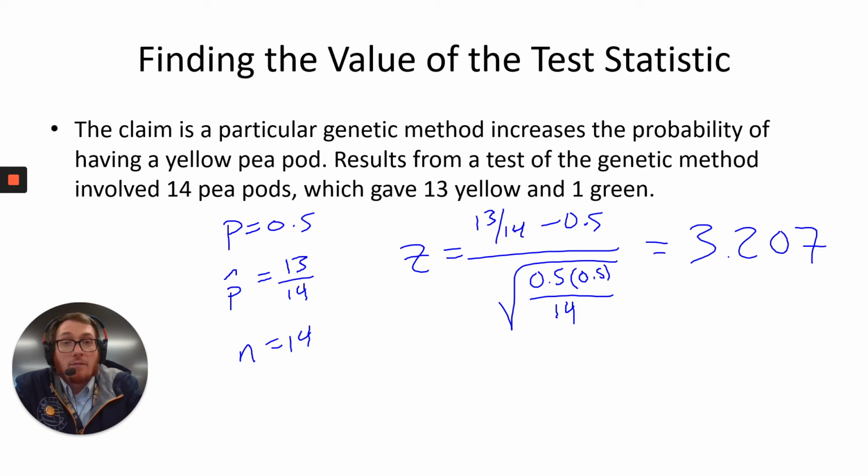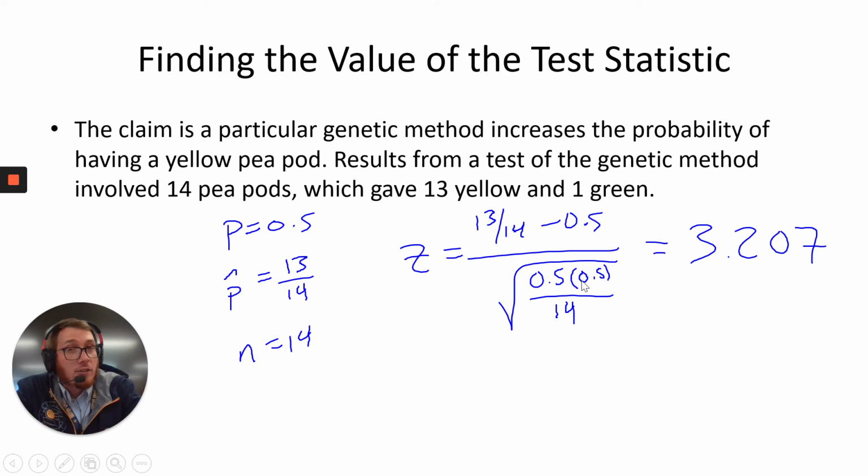Okay, we're just going to go ahead and find the test statistic here. The claim is that a genetic method increases the probability of having a yellow pea pod. So we don't know anything about the yellow versus green pea pod, so we just assume it's 50-50. The results from the test show that of the 14 pods, 13 of the 14 are yellow. That's p hat, 13 out of 14. n is 14 because there are 14 pea pods. So then I just use the formula from the previous slide, 13/14. I wouldn't round that number too far, so I would just use the fraction if you can. So 13/14 minus p, which is 0.5, divided by the square root.